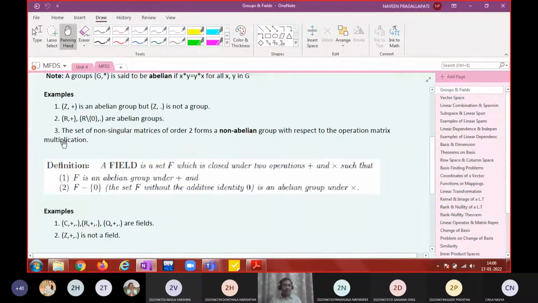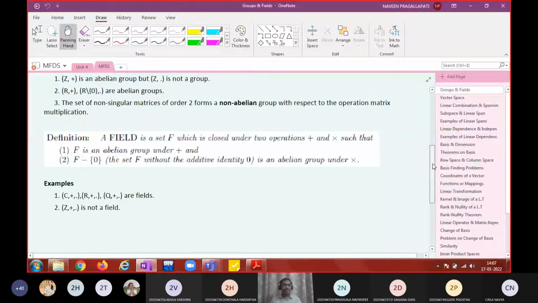So therefore, matrix multiplication is also closed. That means if you multiply any two 2 by 2 matrices, the resultant matrix is also a 2 by 2 matrix. Therefore, multiplication of matrices is closed. Because of these four properties, that forms a group. The set of non-singular matrices of order 2 forms a group, but it is not an abelian group because matrix multiplication is not commutative.